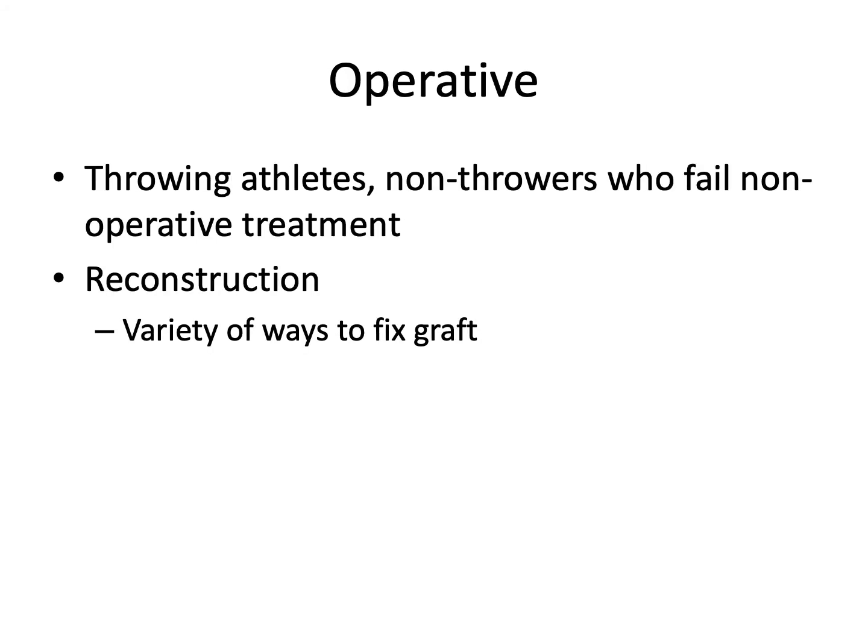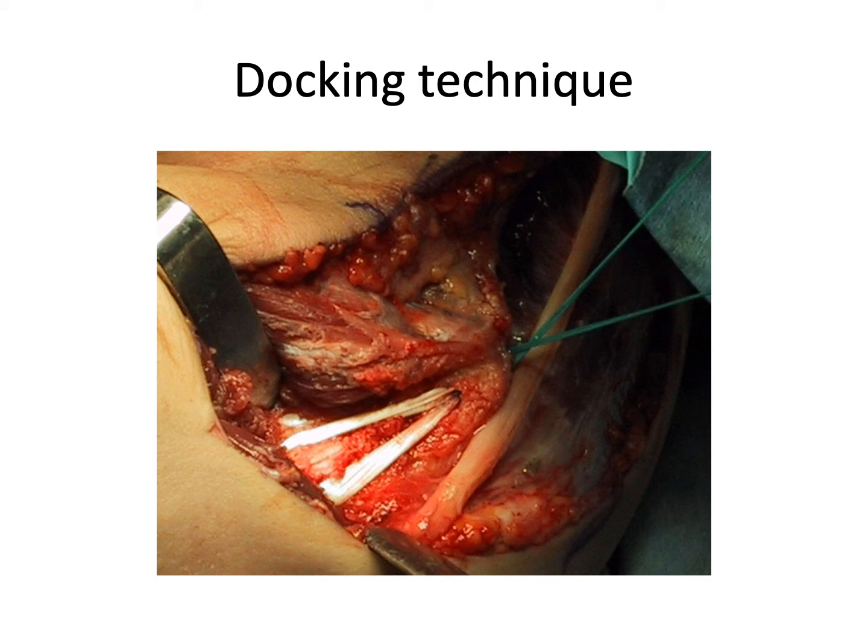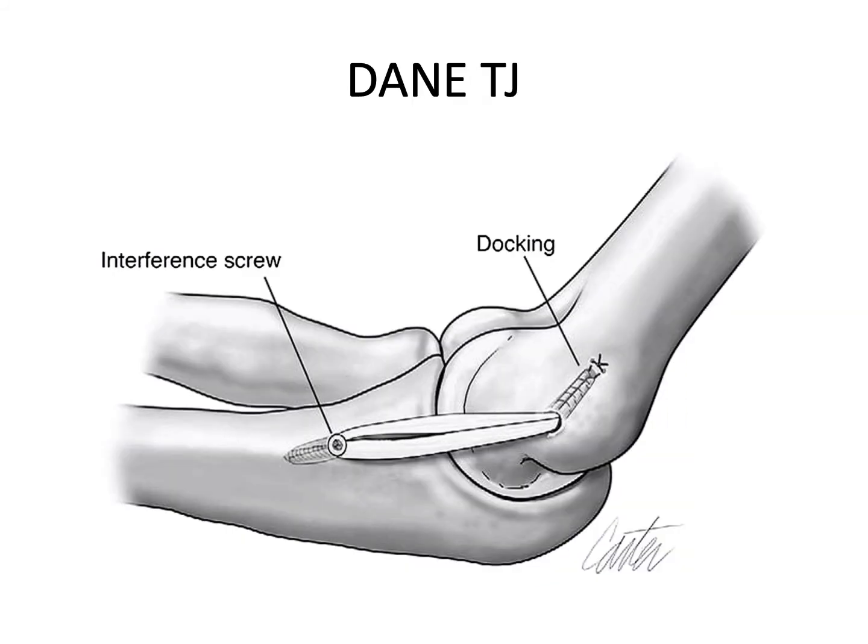Operative treatment is often done for throwing athletes or non-throwers who fail non-operative treatment and typically consists of ligament reconstruction with a variety of ways to fix the graft. You can do bone tunnels or a docking technique or interference screws.